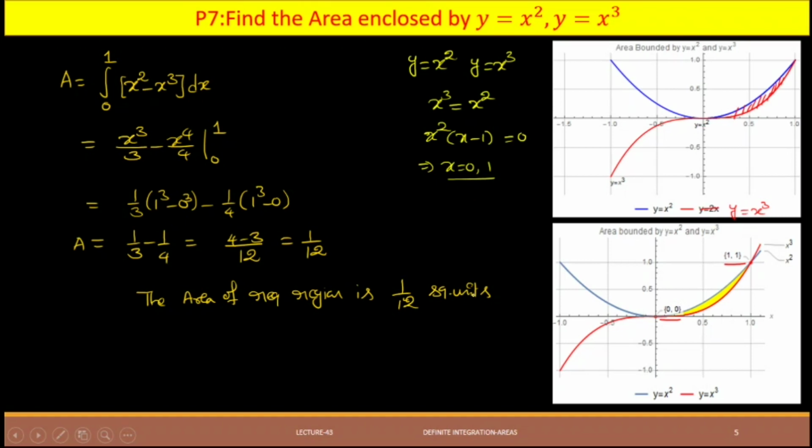Okay, hope you have understood this problem. Let us solve the next problem. Here is the next problem. Find the area of the region enclosed by the curves y is equal to cos x and y is equal to 1 minus 2x by pi.